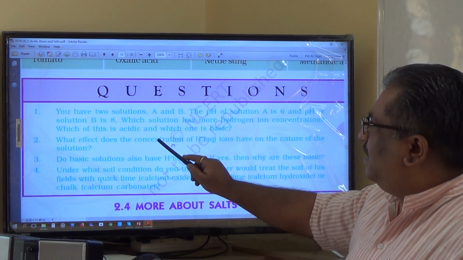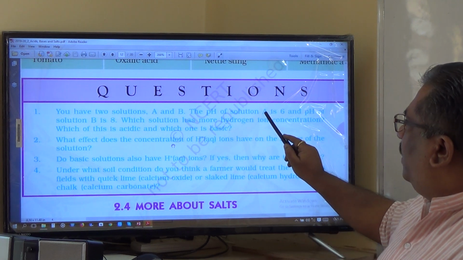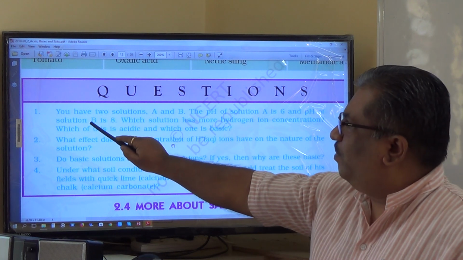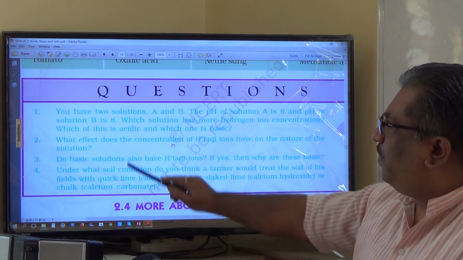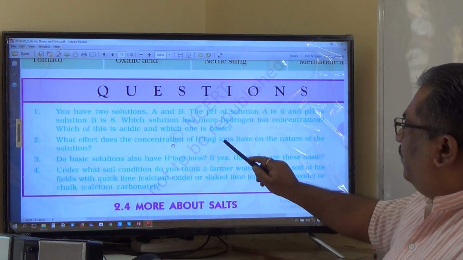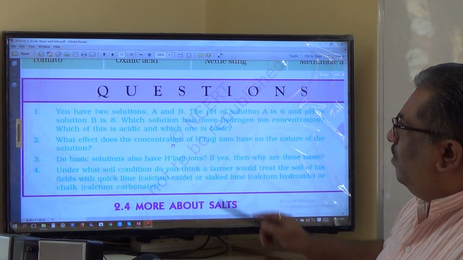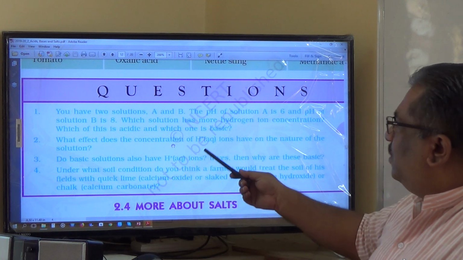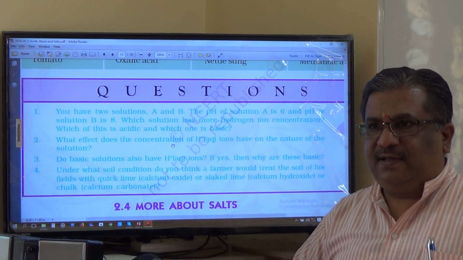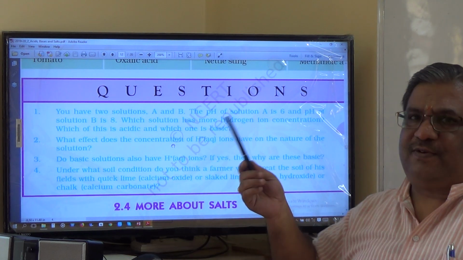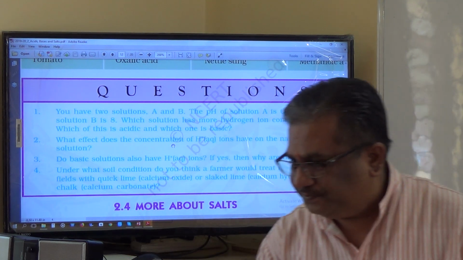Which of this is acidic and which one is basic? Solution A with pH 6 is acidic. Solution B with pH 8 is basic. What effect does the concentration of H plus ions have on the nature of the solution? As the concentration of H plus ions increases, the acidic character increases. That is the effect of H plus ion concentration on the nature of the solution. Next.